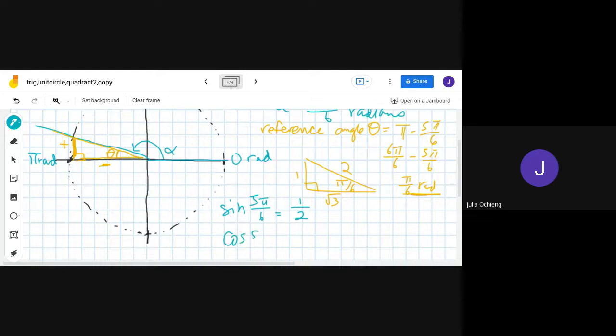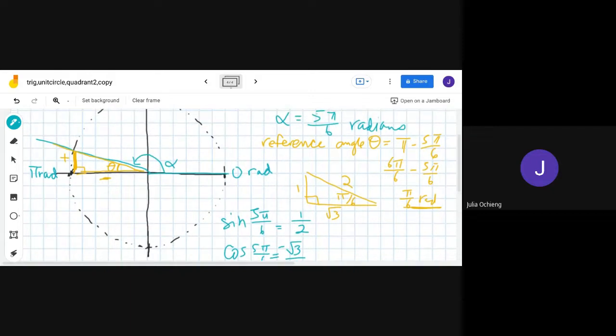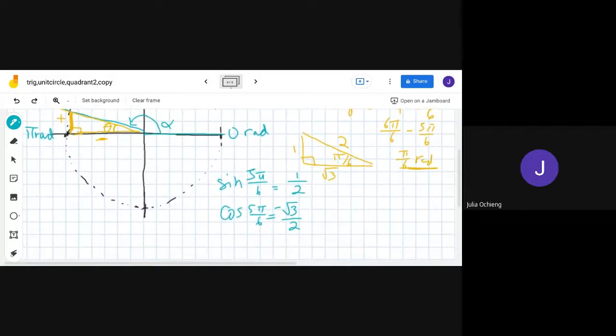Cosine of 5 pi over 6 is equal to root 3 over 2, or negative root 3 over 2, because cosine is the same as the x value on my unit circle. So it's going to be a negative value. And then last but not least is tangent of 5 pi over 6, which is opposite over adjacent, or negative 1 over root 3.